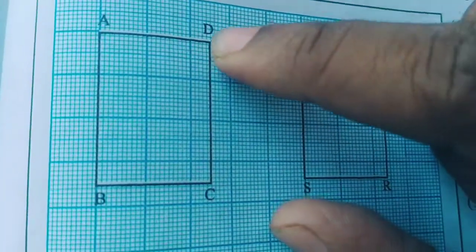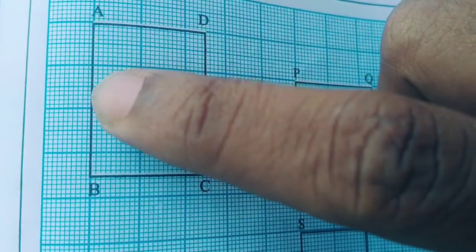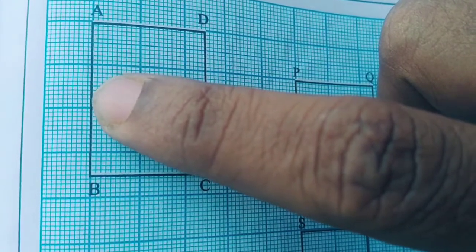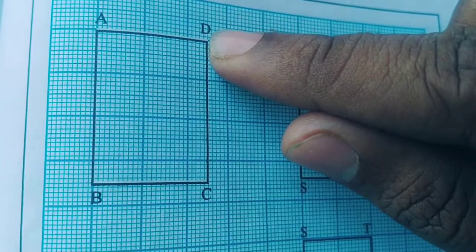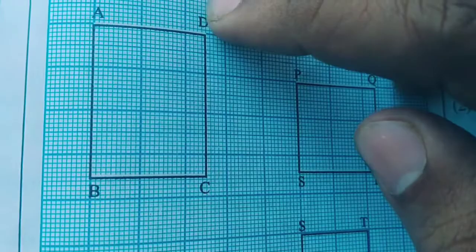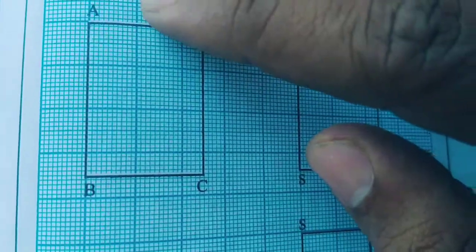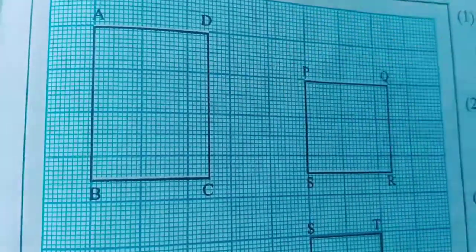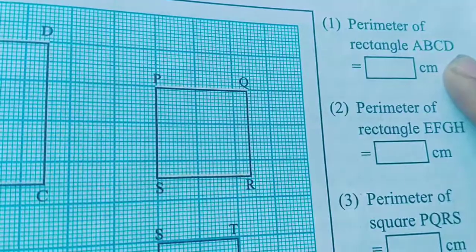If the length of AB is 4 centimeter, then the length of CD is also 4 centimeter. If the length of BC is 2 centimeter, then the length of AD is 2 centimeter. So in this way you have to add all sides to find the perimeter of rectangle ABCD.